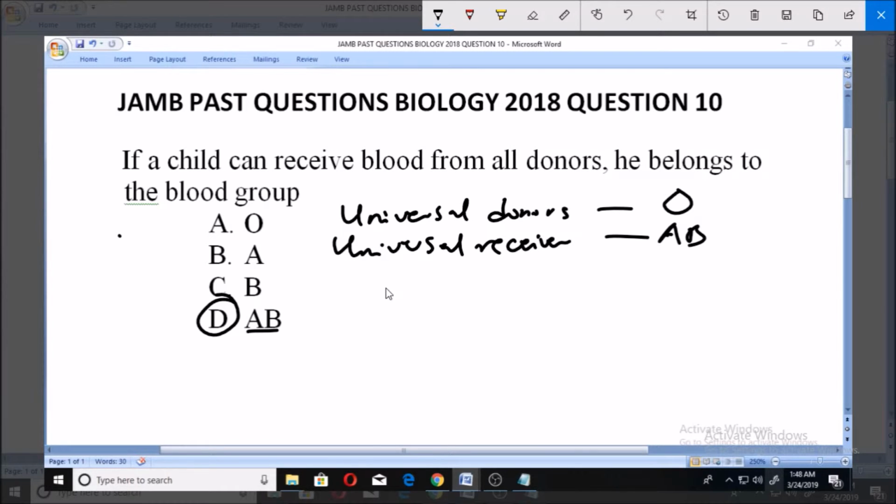possess plasma that contains neither antigen A or B. So it neither contains antibody for A or B. So because of that, the absence of this in the plasma of people with AB, they can actually receive blood from any donor. So had it been they say that this child can donate to anybody, it's a universal donor, it would have been O. But because it can receive from everybody, then it is AB.